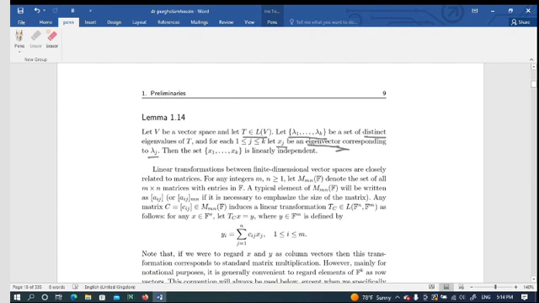So the set of vectors is linearly independent. It's very interesting. If we have a set of eigenvectors corresponding to different eigenvalues, this set of vectors is linearly independent.